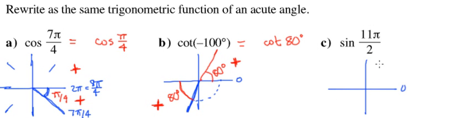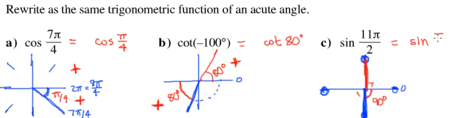11 pi by 2. Starting here, this is 1 pi by 2, 2 pi by 2, 3 pi by 2, 4 pi by 2, 5, 6, 7, 8, 9, 10, 11 is straight down. So what's the reference angle of straight down? Well, you could do it from this side or the left side. Either way, you're going to get the reference angle is 90 degrees. So we can say that sine 11 pi by 2 is the same as the sine of 90 degrees, or I guess I should speak radian, pi by 2.